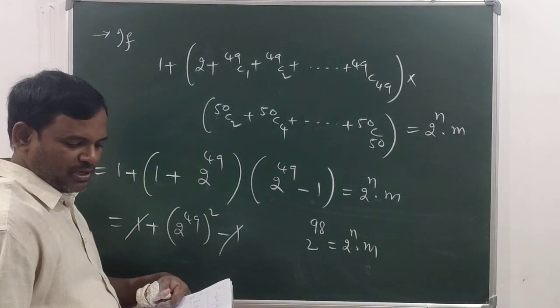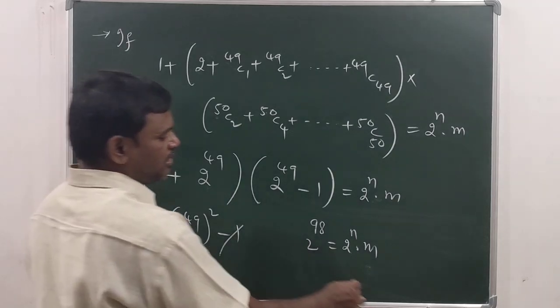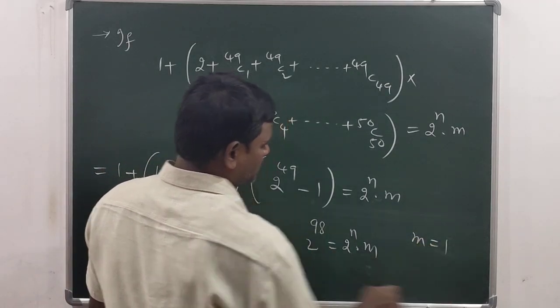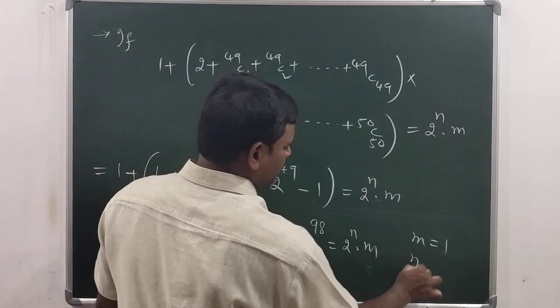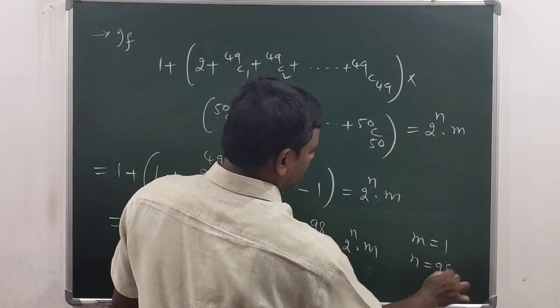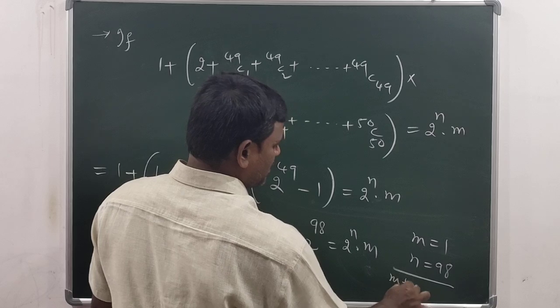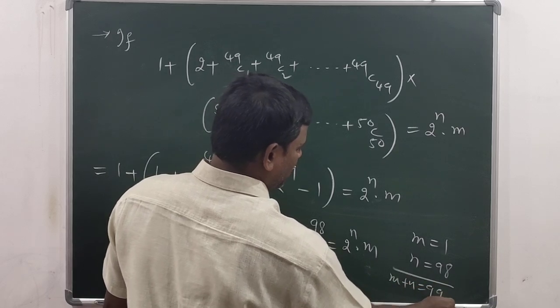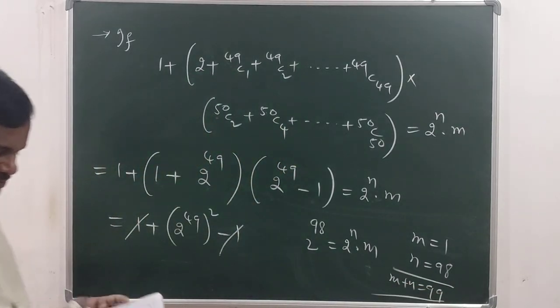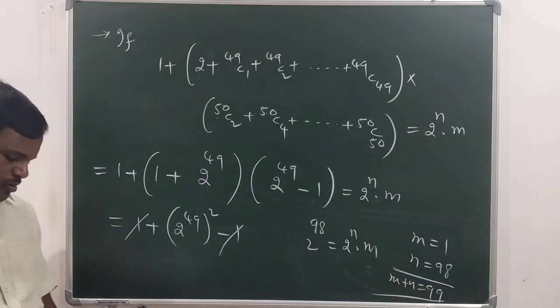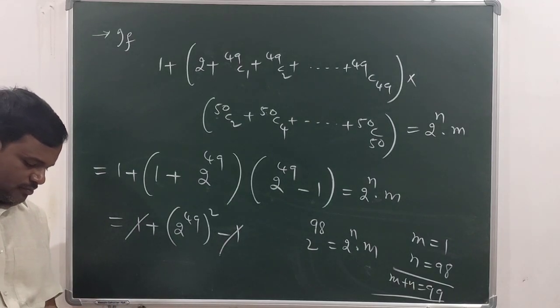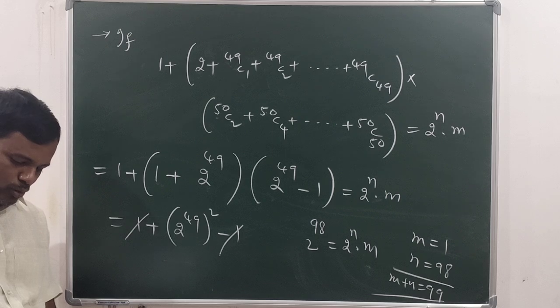So in the problem they mentioned m is an odd number. M is an odd number means m value is 1, n value is 98. So we want m plus n. M plus n is equal to 99, which is the required answer. Okay students, I hope you have understood how I have evaluated that.